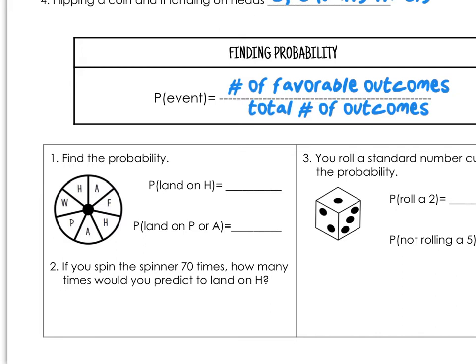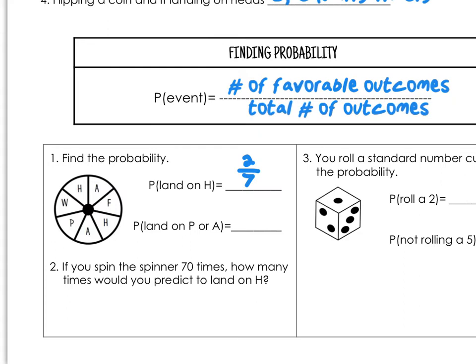So what we want to look at is how many H's it is possible to land on. So we have 1, 2. So we have 2, and then we want to find out how many total possible outcomes there are. So we count the number of slices. 1, 2, 3, 4, 5, 6, 7. So then the probability that it's going to land on H is 2 out of 7. So go ahead and write that fraction, and always leave your answer in simplest form when it can be simplified.